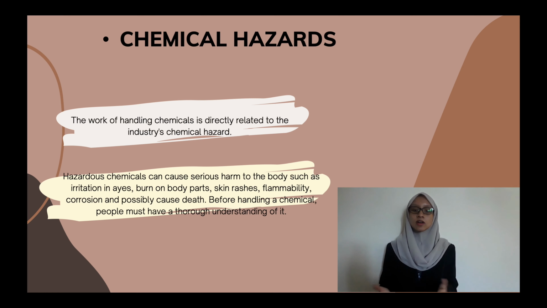Hazardous chemicals can cause serious harm to the body, such as irritation in eyes, burns on body parts, skin rashes, flammability, corrosion, and possibly cause death. Before handling a chemical, people must have a thorough understanding of it. As a result, having a person trained in the task with SOP prior to putting the employee or contract person on the shop floor is recommended.